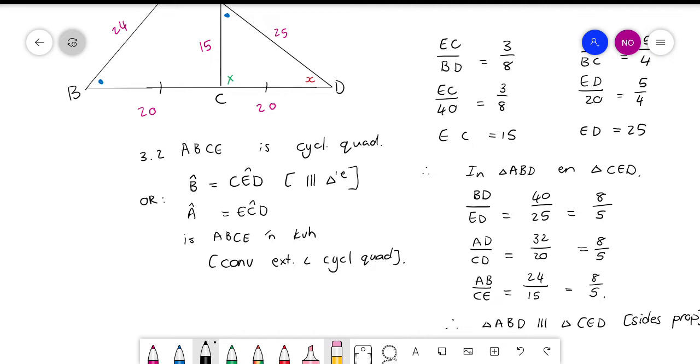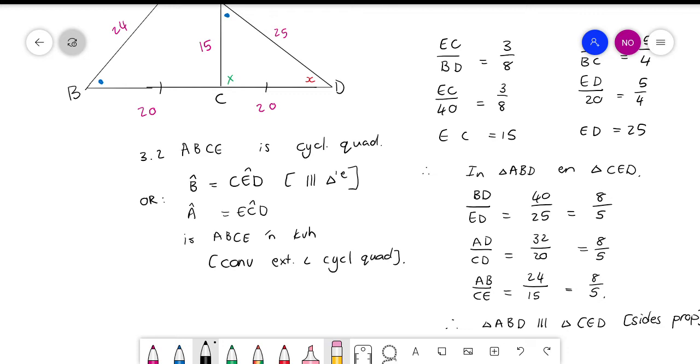Is converse... Yes, converse Pythagoras is a thing for when you're proving that an angle is 90 degrees. Did you use that? It would have worked. It would have worked. But you could use it here. Did you use it here?